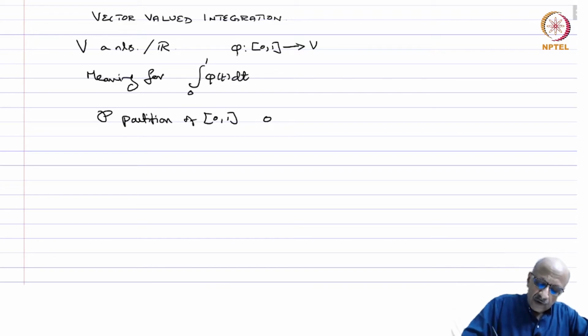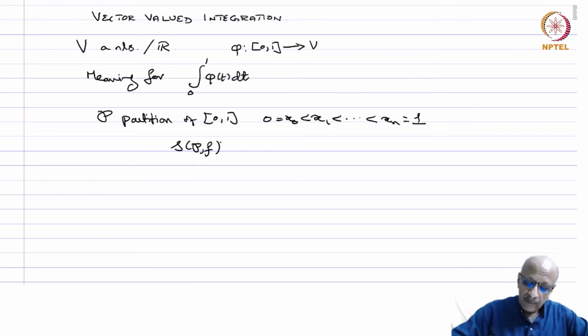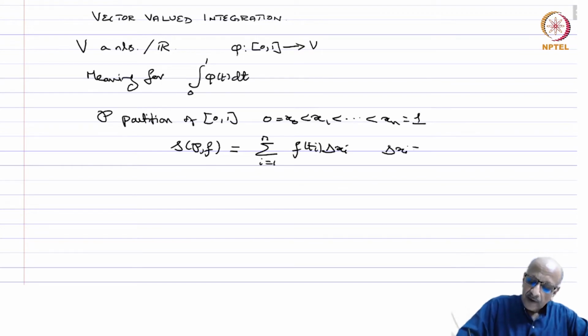So we have 0 equals x naught less than x1 less than ... less than xn equal to 1, and then you would assign S_P f, which is a Riemann sum associated to this partition, which will be the sum over i equals 1 to n of f(ti) delta xi, where delta xi is xi minus x(i-1). And then using some suitable limit process, we would define the integral.